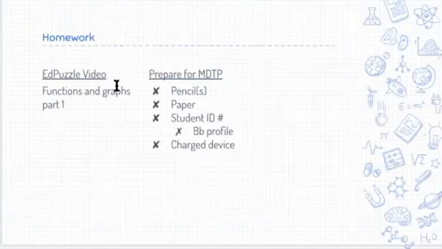So your homework for tonight is an Edpuzzle video, and also to prepare for the MDTP, because next class, no lesson, you're just taking the MDTP.